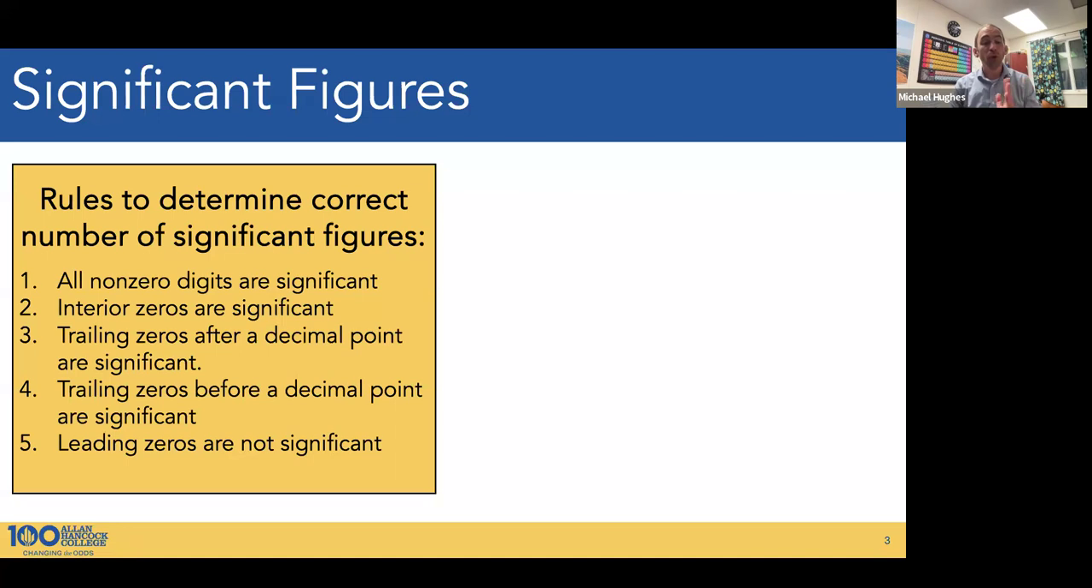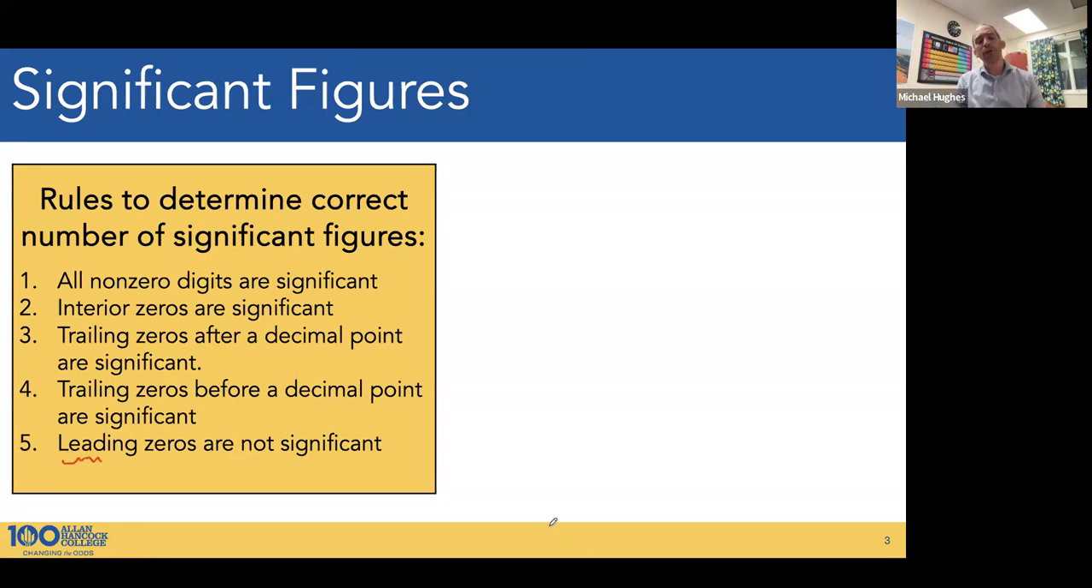Trailing zeros before a decimal point, but with the decimal point present, something like 100.00, those trailing zeros that happen before the decimal point are significant. The only thing, for that matter, that's not significant are leading zeros. So a lot of different rules to really say that the one thing that isn't significant are leading zeros.